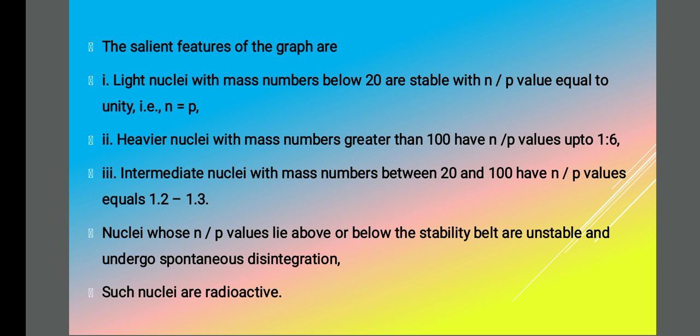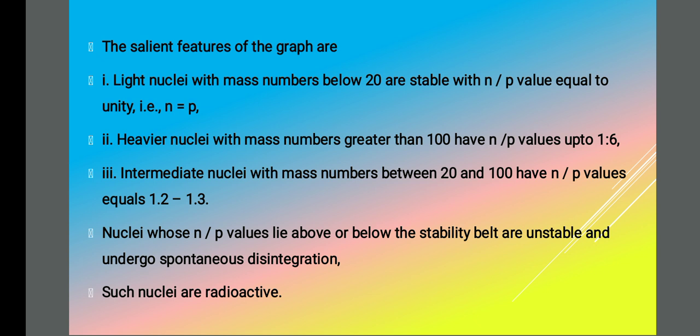Light nuclei having mass number less than 20 have N by P value equal to 1, and they are highly stable. Heavy nuclei having mass number greater than 100, the N by P value goes up to 1.6. And intermediate nuclei with mass number between 20 and 100 have an N by P value between 1.2 to 1.3.